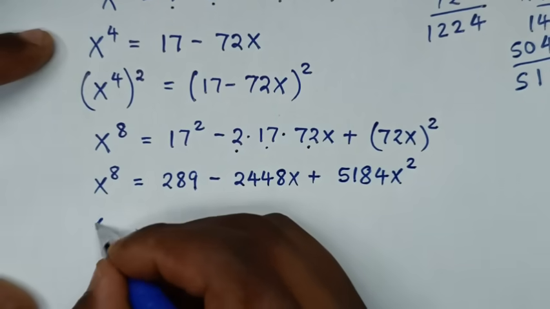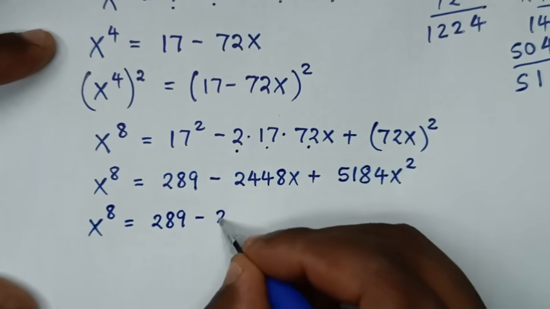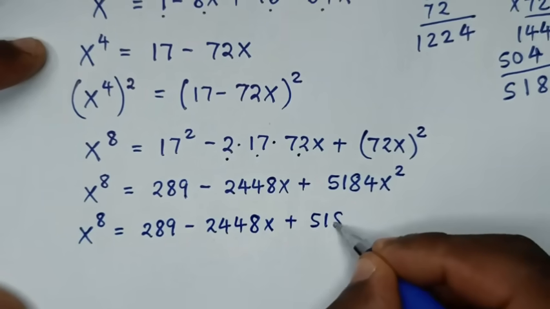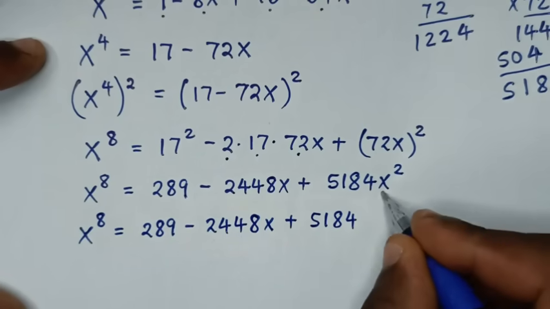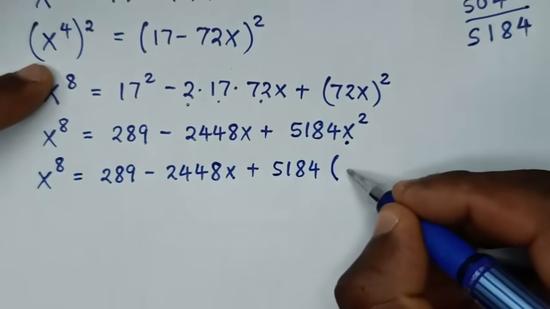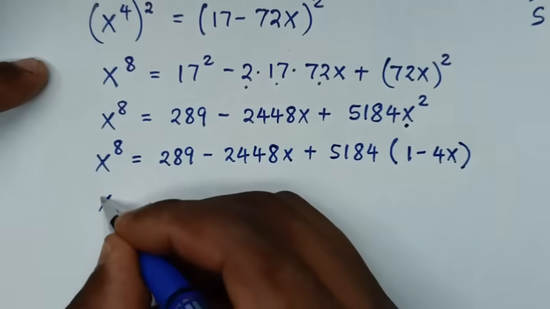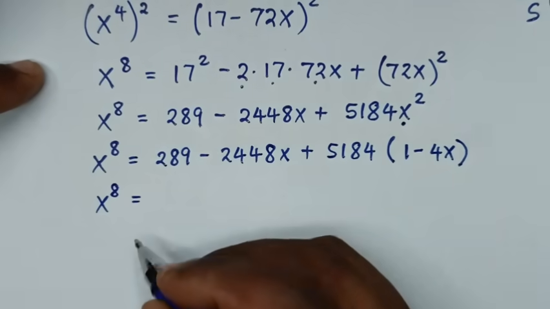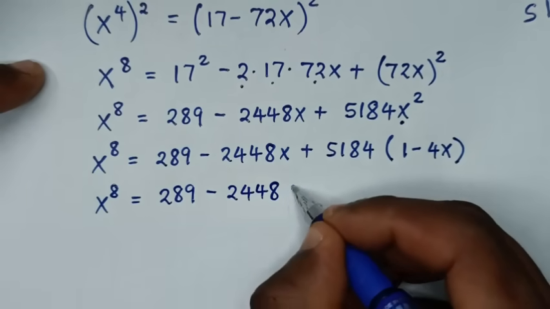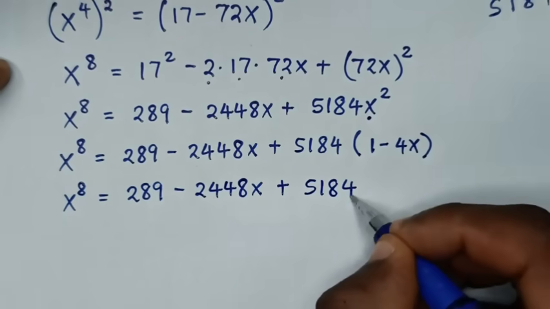Then in the next step, x^8 is equal to 289 minus 2448x plus 5184. Then for this x squared, we'll substitute 1 minus 4x. So here it will be (1 - 4x). Then x^8 is equal to 289, then minus 2448x, then plus this times 1, it will be 5184.